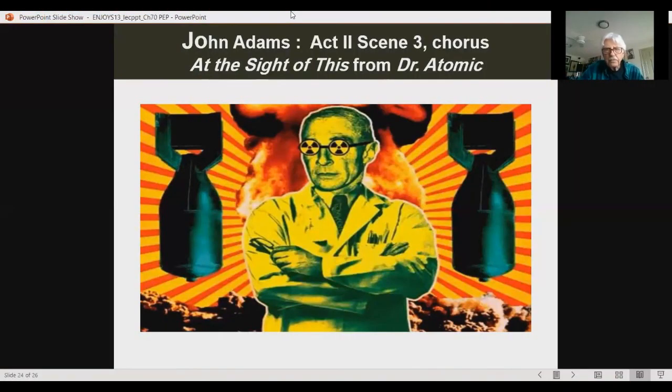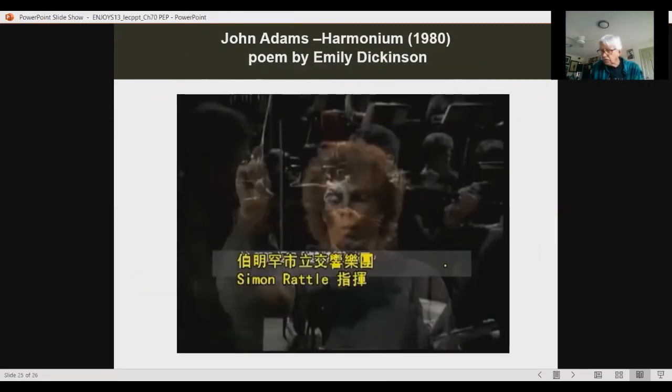A very powerful piece of music. It makes you consider how many people died at Hiroshima and Nagasaki in a flash of light. So this concludes chapter 70, the music examples from the textbook on John Adams.